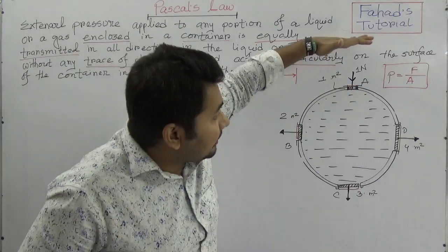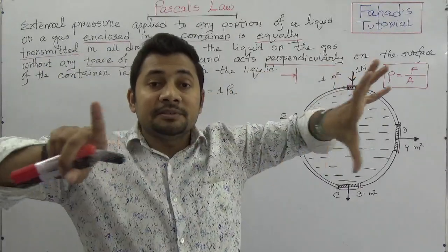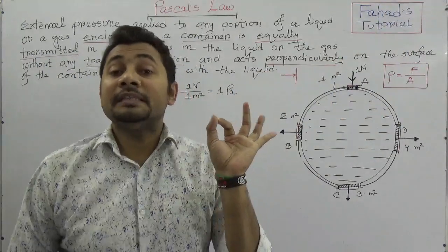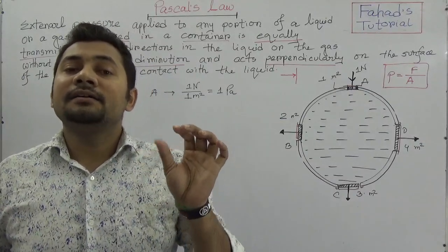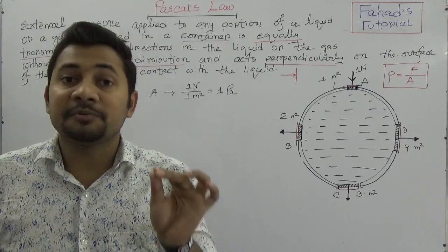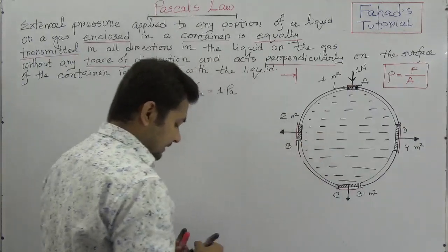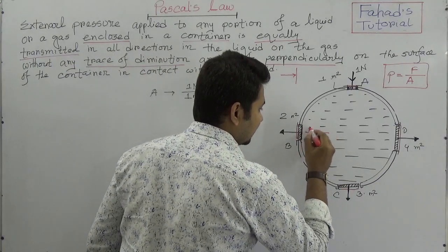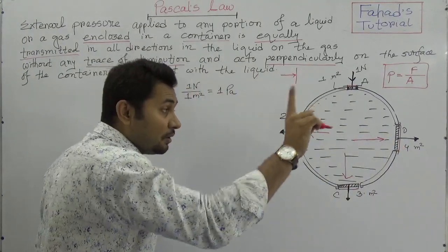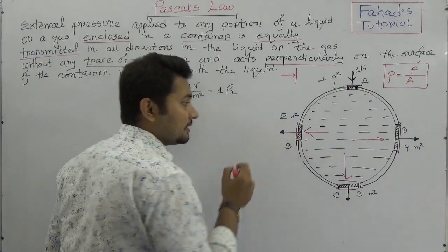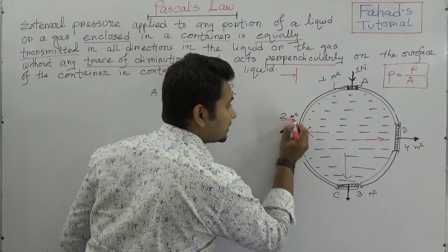But when it is applied to this container of water, it will be distributed equally everywhere without any trace of diminution. It means that the pressure won't change; the pressure will remain the same. So it will definitely work here like this, and here like this, perpendicularly to all pistons. Here the cross-sectional area is 2 meters square.